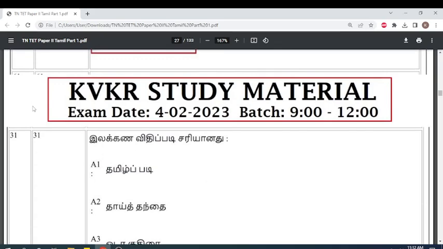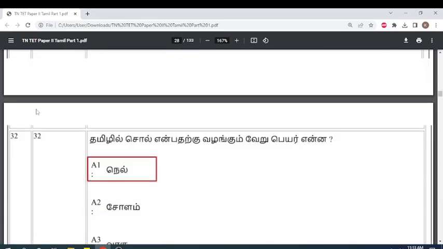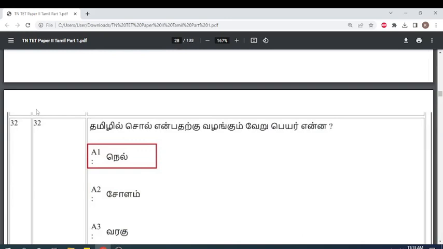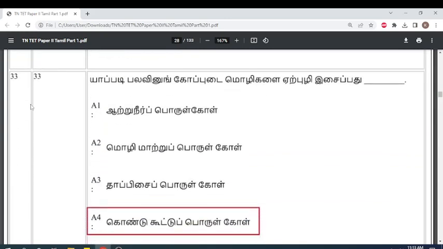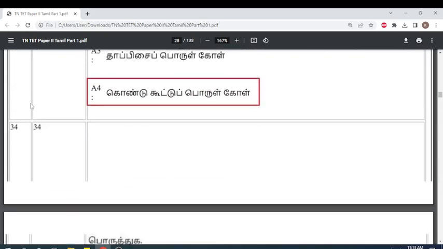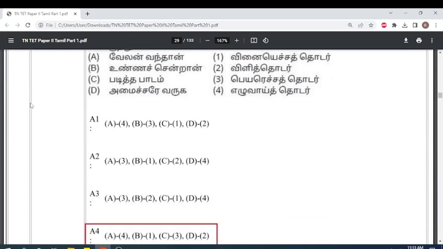4-2-2021 morning batch tentative answer key, Part 4. 31st answer A4. 32nd answer A1. 33rd answer A4. 34th answer A4.